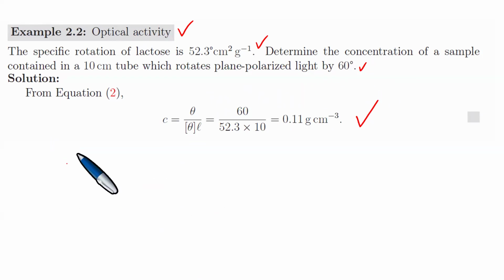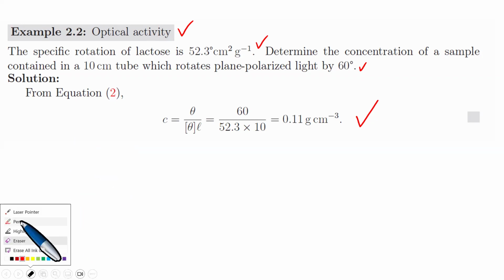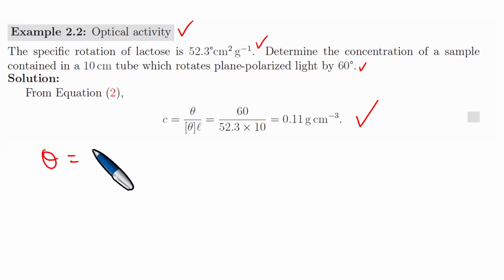Right, from equation 2, we actually have some knowledge. We have seen that theta becomes the same as the following from the previous formula. So theta becomes the specific rotation times C times L, okay, so that in the end, this is what we're getting.